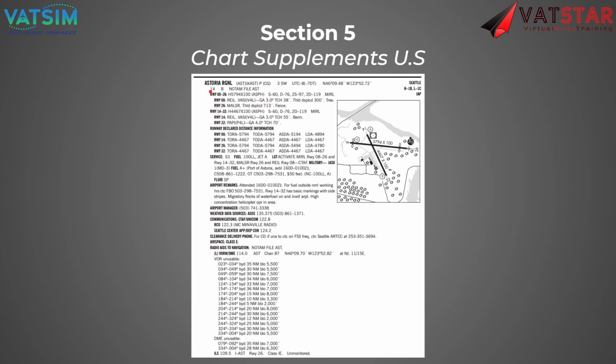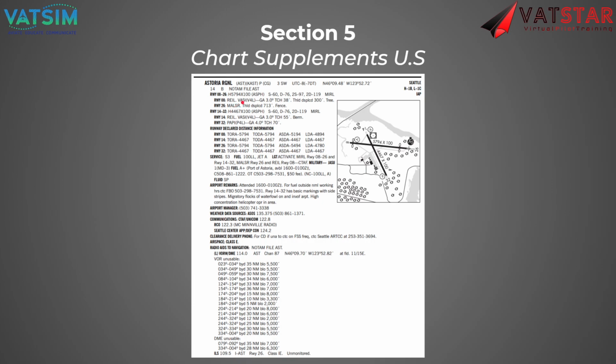So here, it gives us the field elevation. The airport's elevation is 14 feet. Now, below all this information, you have runway information, you have the type of runway lighting. This is showing the length, so it's 5,794 feet long. It's asphalt, as indicated here. This shows the type of approach lighting.